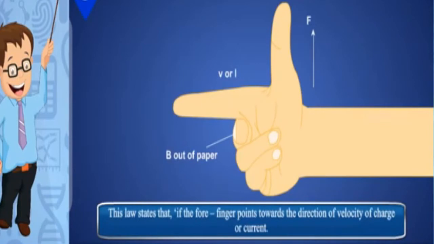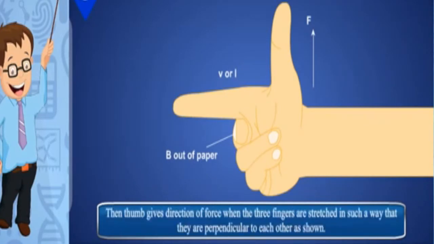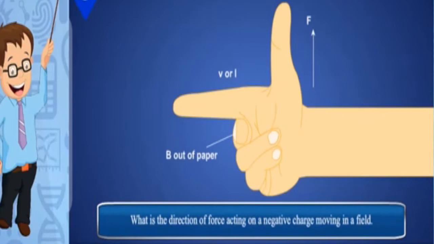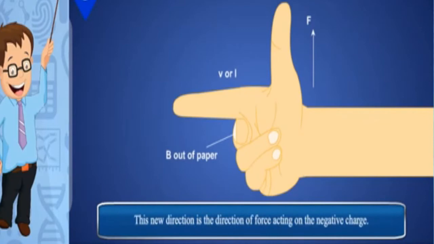This law states that if the forefinger points towards the direction of velocity of charge or current, and the middle finger points to the direction of field B, then the thumb gives the direction of force when the three fingers are stretched in such a way that they are perpendicular to each other as shown. What is the direction of force acting on a negative charge moving in a field? First, find the direction of force acting on a positive charge. Next, reverse its direction. This new direction is the direction of force acting on the negative charge.